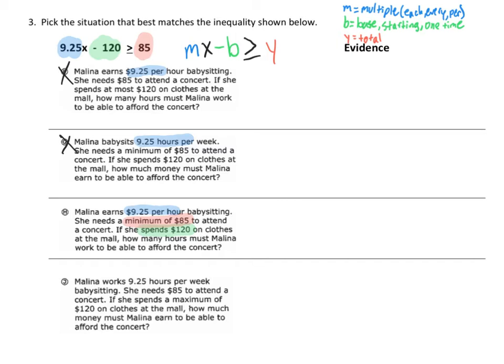But let's look at J just to make sure. It says Melina works 9.25 hours per week. We figured out that doesn't really work out because it doesn't tell us how much money she actually gets. So J would also be wrong. To show our evidence, we can write out what we've color coded. We were able to get 9.25 per hour, but she spends $120. She needs the minimum amount of 85.